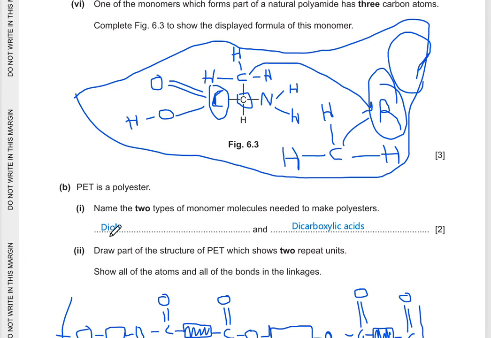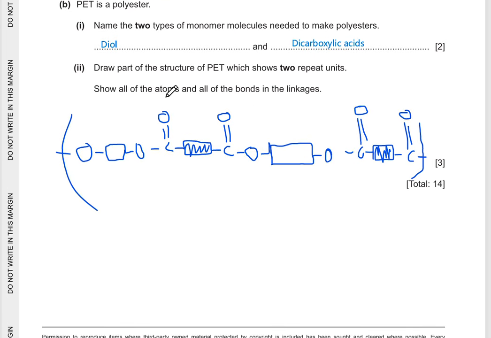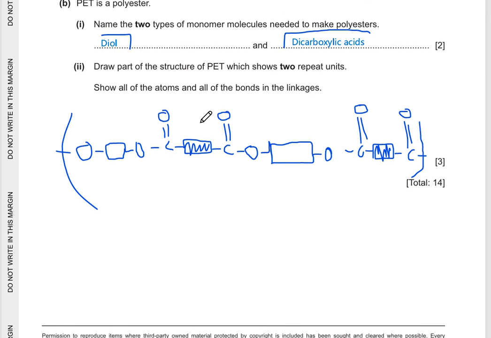Alright, so PET is a polyester. Name the 2 types of monomer molecules needed to make polyesters. It's going to be diol and dicarboxylic acids. Draw part of the structure of PET which shows 2 repeat units. Show all of the atoms and all of the bonds in the linkages. You got O, O, C double bond O, C double bond O, O, O, C double bond O, C double bond O. It literally shows you here diol if you know diol and dicarboxylic acids.